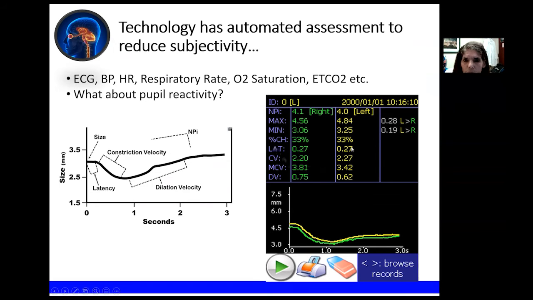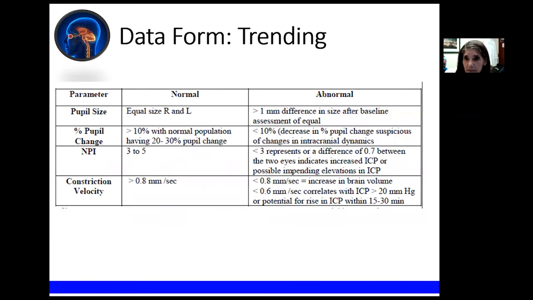Now, the readout that you see on the pupilometer, this is for the right eye and the left eye, shows you the max and min size of pupil before and after. Constriction velocity is how fast, in millimeters per second, the pupil reacts. And NPI, or neuropupillary index, is a mathematically calculated number between 0 and 5, and these numbers have significance.